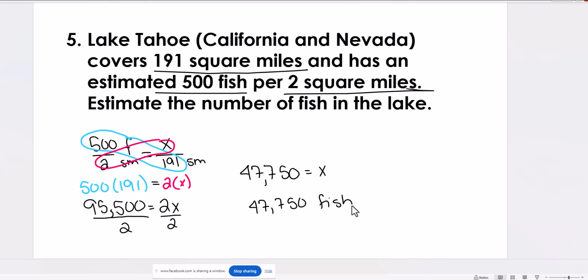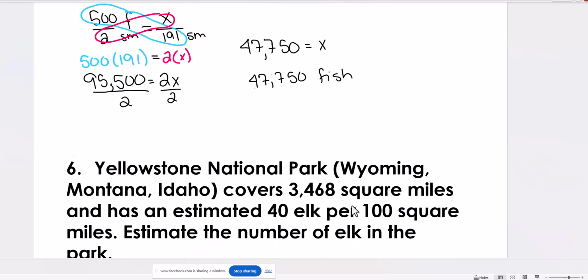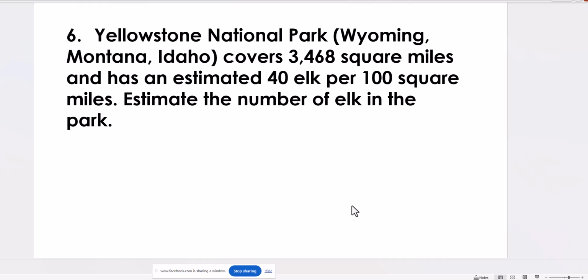On to the very last one we're going to be working today. Yellowstone National Park, Wyoming, Montana, Idaho, covers 3,468 square miles and has an estimated 40 elk per 100 square miles. Estimate the number of elk in the park. Now I'm going to have you try this one by yourself. I'm going to give you a minute or so, and then don't worry, we're going to work it together.